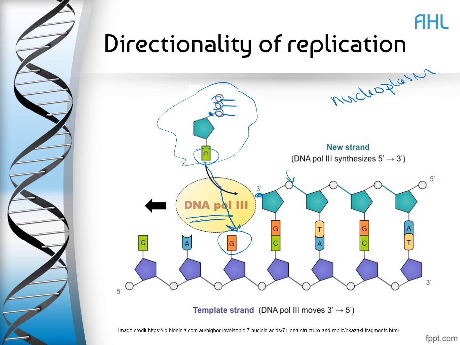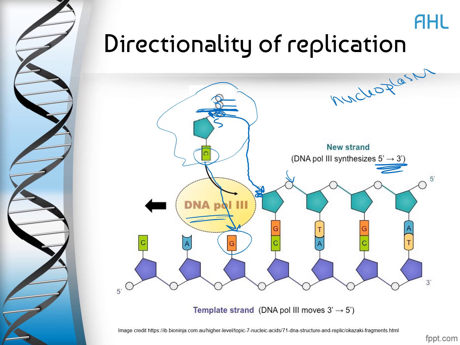The enzyme DNA polymerase 3 is going to chop off those phosphate groups and use the energy that is stored in those phosphate groups to glue together the phosphate group on carbon number 5 to carbon number 3 of the sugar that comes before it. This is why we say that DNA replication happens in a 5' to 3' direction.